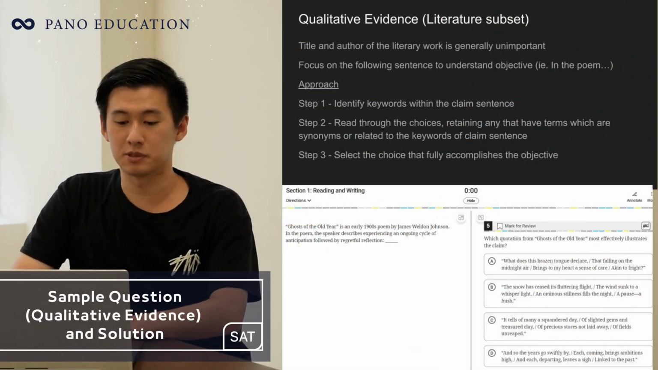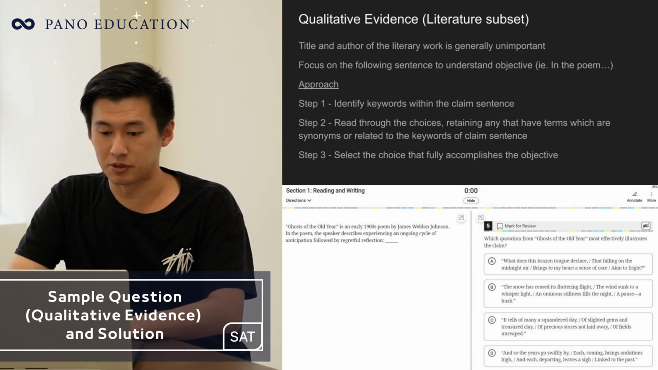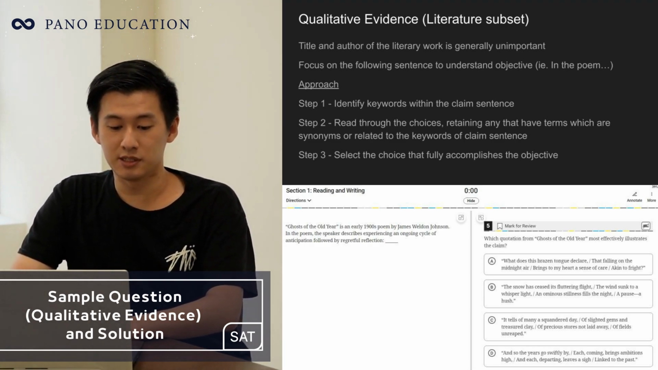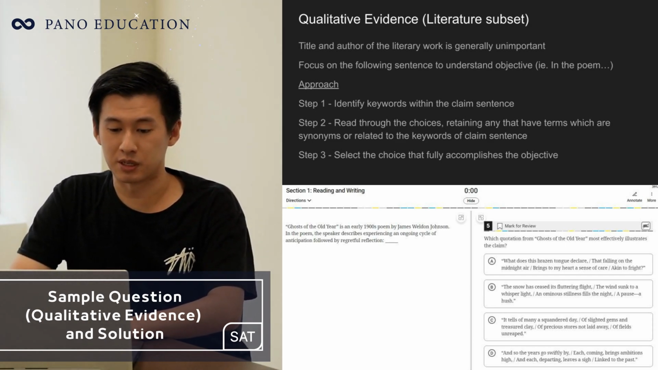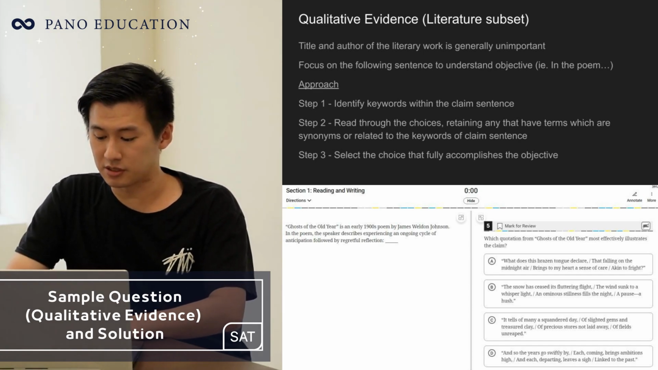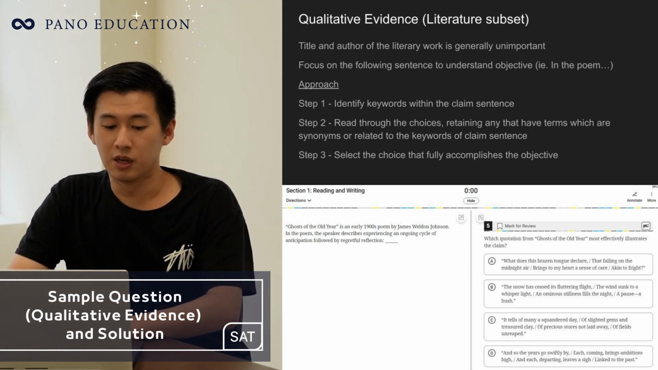Let's look at the next prompt. Ghost of the Old Year is an early 1900s poem by James Weldon Johnson. In the poem, the speaker describes experiencing an ongoing cycle of anticipation followed by regretful reflection. This is a qualitative evidence in the literature subset, one of the new types of questions you see on digital SAT. The question asks us, which quotation from Ghost of the Old Year most effectively illustrates the claim?